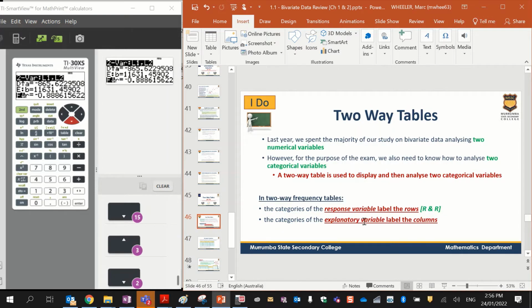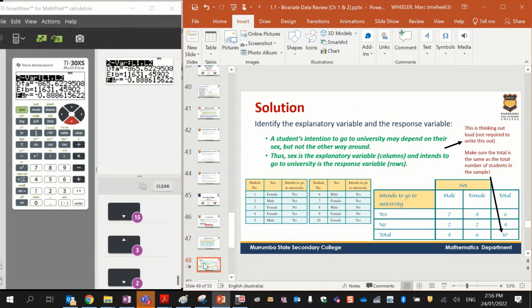Remembering from the last page, the response variable is the rows. So when we construct this two-way table on the next slide, we need to make sure that the response is our rows. So intends to go to uni: yes, no, total. That's our rows. And our columns are our explanatory variable, so sex: male and female. Then we insert this information from the data. We found that there's a male that wants to go to uni, yes. We can tally mark if we wanted, or we can just say there's one there and one there, so that's 2.